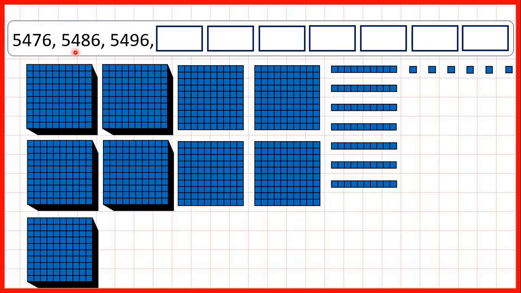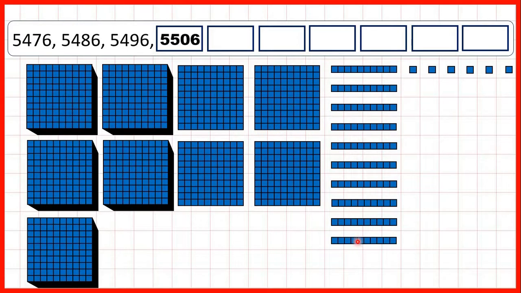Now we need to count on in tens from a 4-digit number. So here we start with 5,476. So that's 5 thousands, 4 hundreds, 7 tens, and 6 ones. If we're counting in tens, we're adding 1 10 each time. So adding another 10 gives us 5,486, then 5,496.